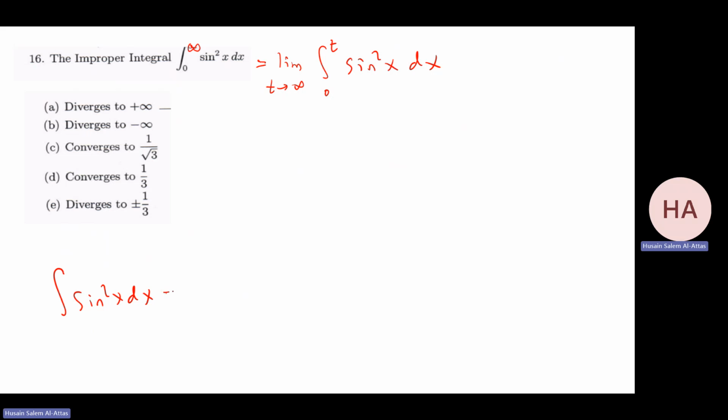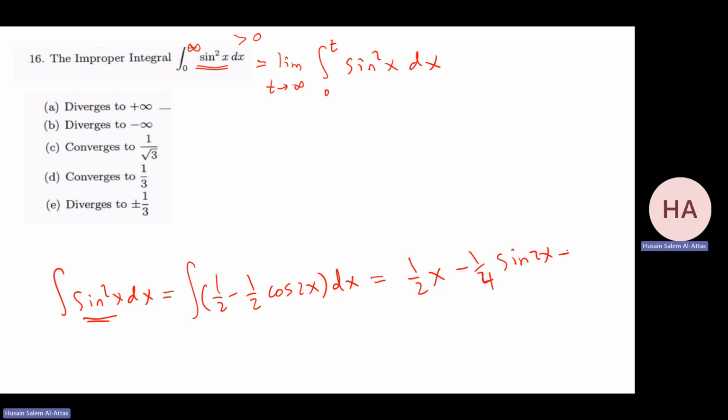I think this one I can write as half minus half cosine 2x dx. Sine square is this. And by the way, this should be positive, because it's sine square, positive. So that will be half x minus 1/4 sine 2x plus c.